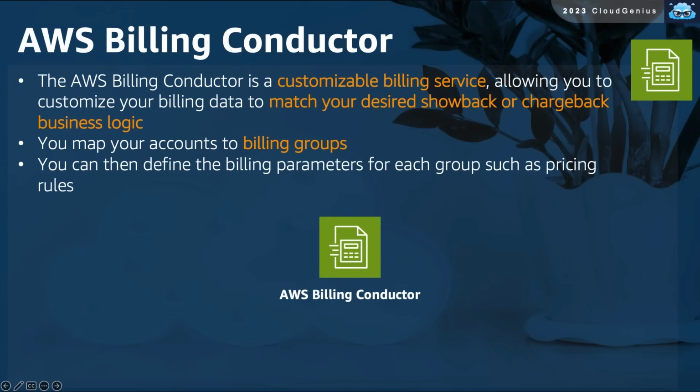AWS Billing Conductor is a custom billing service that can support the showback and chargeback workflows of AWS solution providers and enterprise customers. Using AWS Billing Conductor, you can customize a second, alternative version of your monthly billing data. The service models the billing relationship between you and your customers or business units.